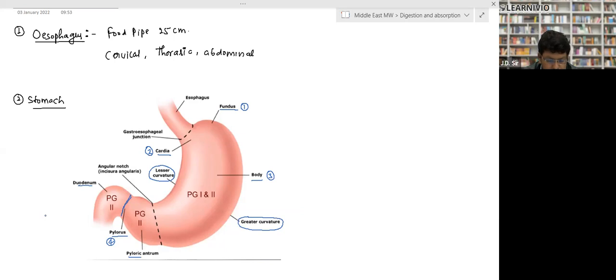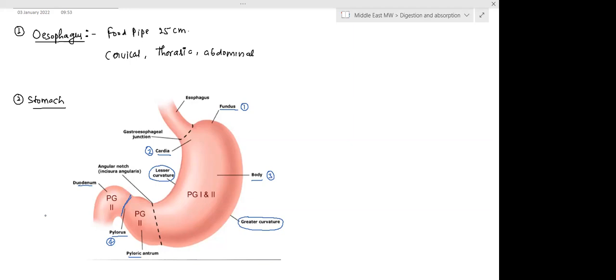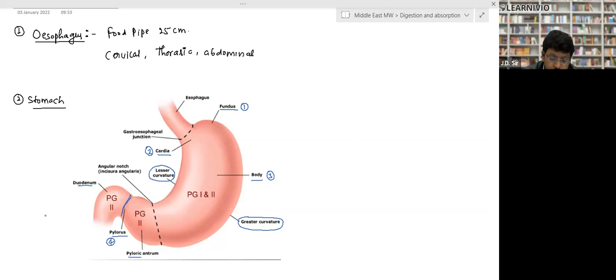Next part. It can be divided into the following four parts. The cardiac part lies near the heart. Sir, can you repeat from lies near the heart? Full stop. The food pipe opens into this part.